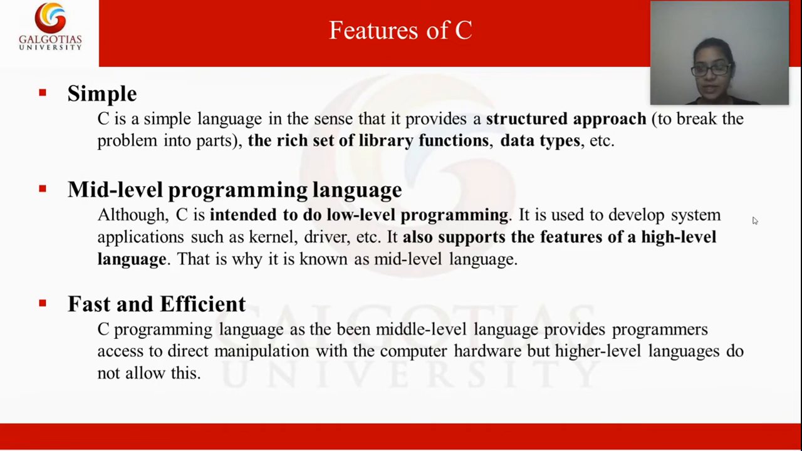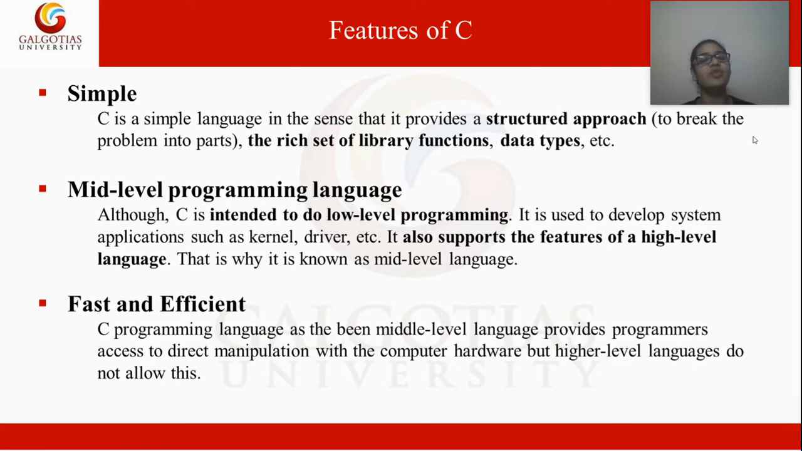What are the features of C, right? It is simple. C is a simple language in the sense that it provides a structured approach to break the problem into subparts and a rich set of library functions. Now, the previous languages did not explore this idea of breaking your program into subparts, working on those subparts, and then integrating them together, right? But C thought of that. So you could divide your complex logic into simpler small chunks. You can work on those chunks and then you can get your work done easily.